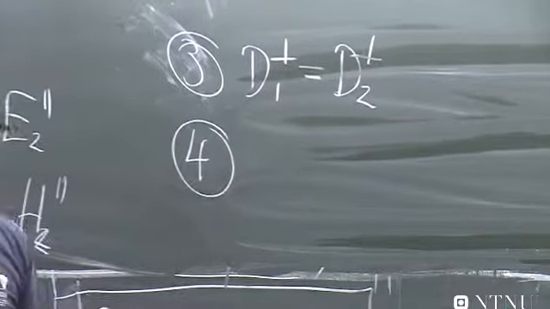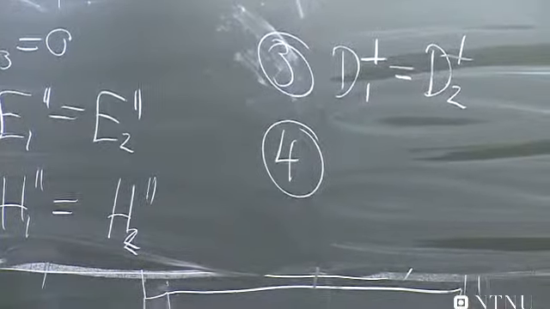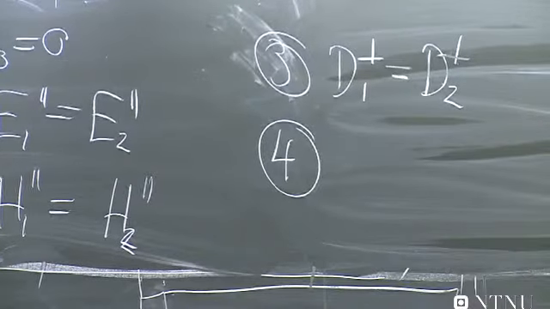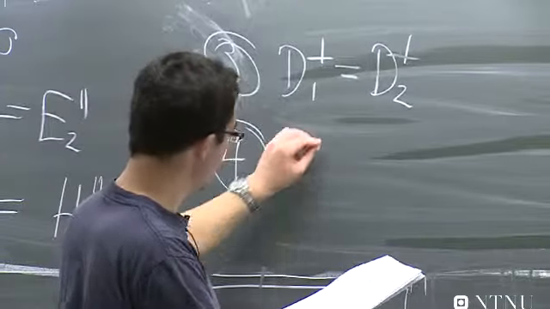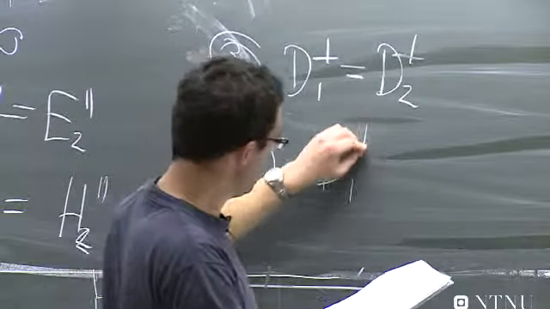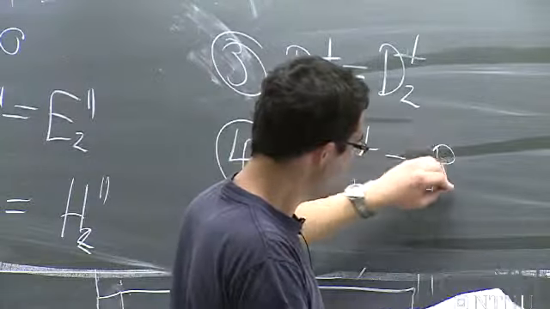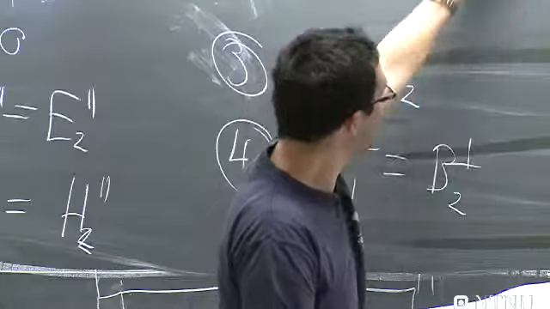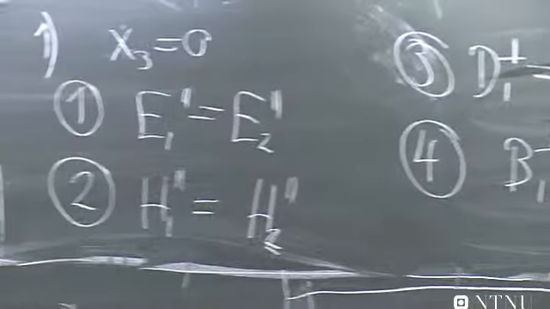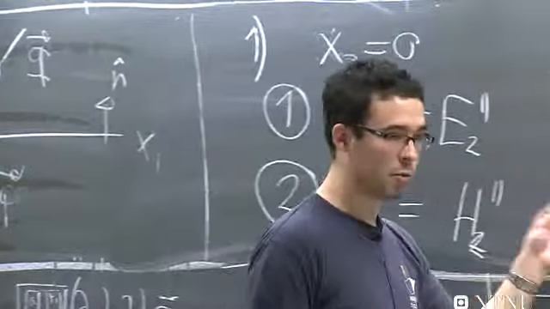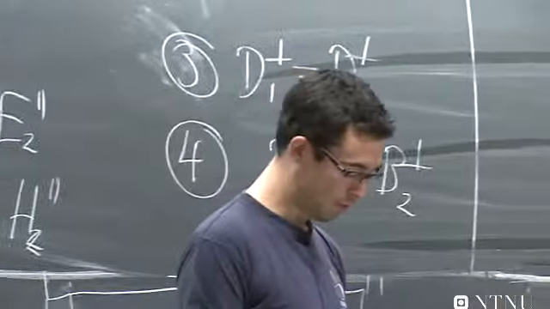I assume that there's no source term. By that I mean there's no current, there's no charge at the interface. So we also have B1, B2 perpendicular. You've seen this before, so I won't discuss that anymore. But these have to be fulfilled by any solution we might find.